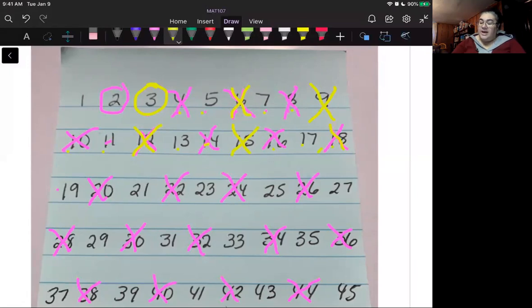And you notice that every once in a while we are landing on a number that was already crossed out, right? 1, 2, 3, cross. And we sometimes are catching ones that weren't crossed out before. 1, 2, 3, cross. Continue counting by threes.